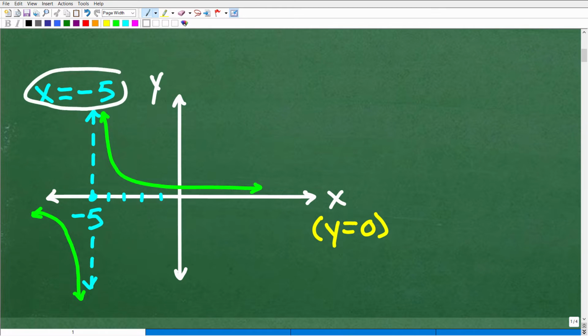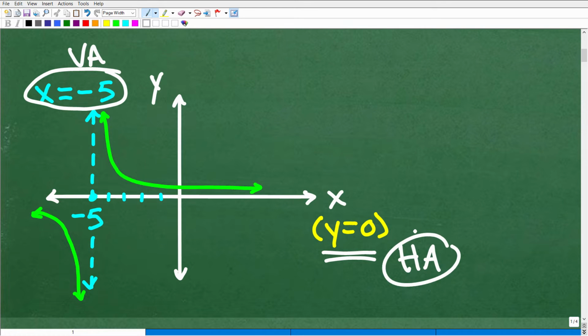And x equals -5, this little dotted line, is what we call a vertical asymptote. You want to identify that on your graph, and y equals 0 is what we call a horizontal asymptote with respect to this particular problem. That's actually the x-axis. So you would want to label this and, of course, show these two branches and show the general behavior of the graph.